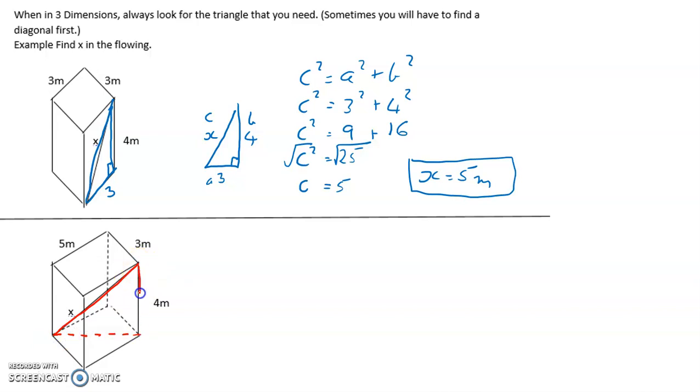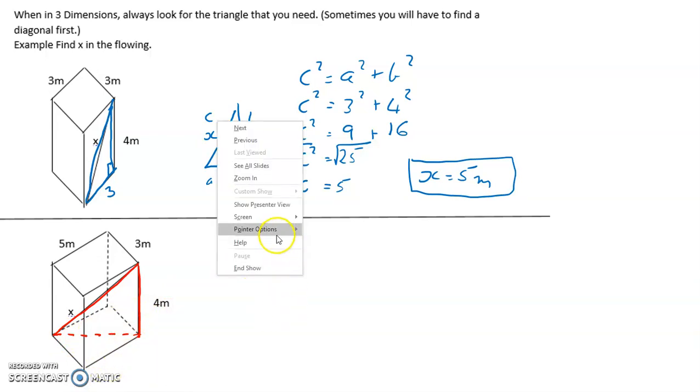and my first triangle, or my second triangle I'm looking for, will look like that. The problem with this is I don't know this length here. So to find this length here, it's part of another triangle. So this triangle I'm going to do in a different color.